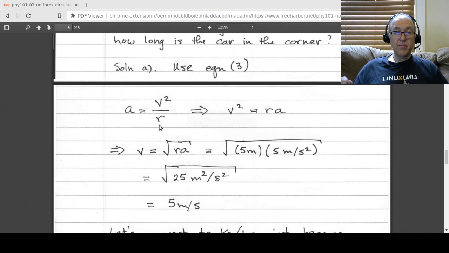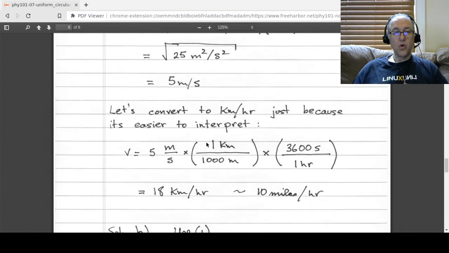Conversely, r is in the denominator. So the smaller r is, the bigger a is, okay? Because if you divide by a small number, you get a big number. So you don't want to make your corner too tight because the smaller r is, the bigger your a becomes, okay? And remember, if a is too big, that's when you start to skid, okay? So this equation is a very nice equation. Gives you a very good sense about what's happening when you go around a corner.